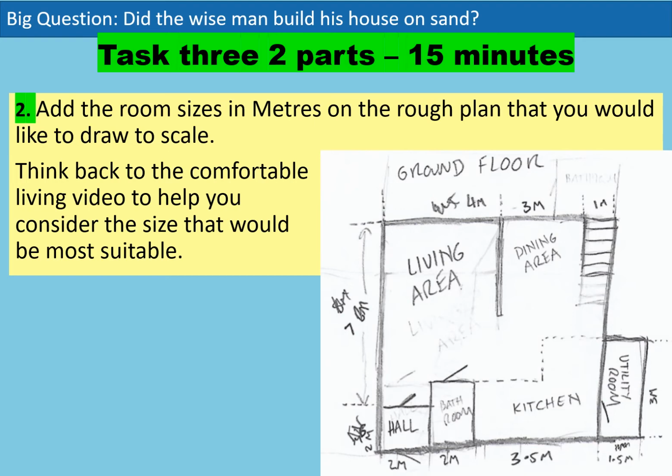This is the second part of task 3. So here you're going to add the room sizes in meters on the rough plan that you would like to draw to scale. So if you've got 5 floors for your dream home, you only need to do this to 1 floor. So the floor that you're actually going to draw out accurately into a scale plan. So when you're adding these meters onto your plan, think back to the comfortable living video and how much space you think that room would require.